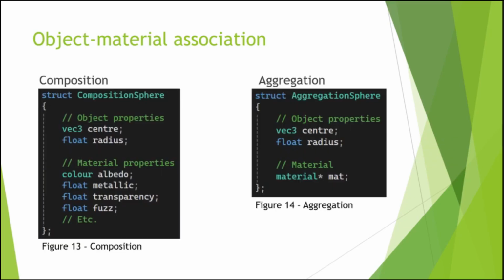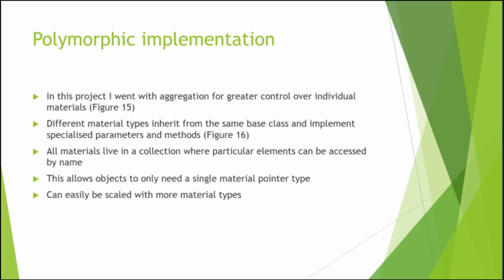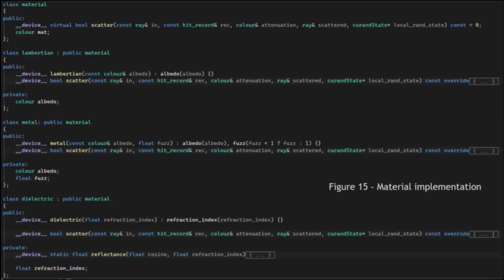This is what it would look like. If we've got a composition sphere, we would put the material parameters into the class. Aggregation, we've got a separate class, and then we just connect it to the actual drawable object. Now, what I did was a polymorphic implementation, so every drawable object only needs a single material pointer, which in the code will be a derived class of the material, so we only need to worry about one pointer for every material, which gives us great control.